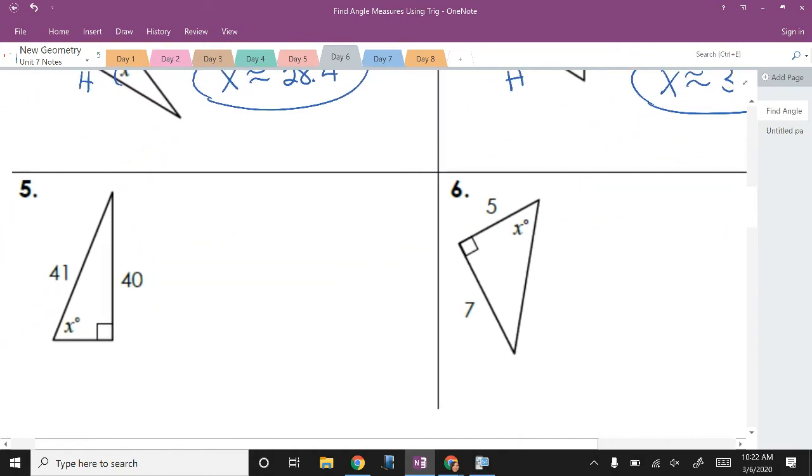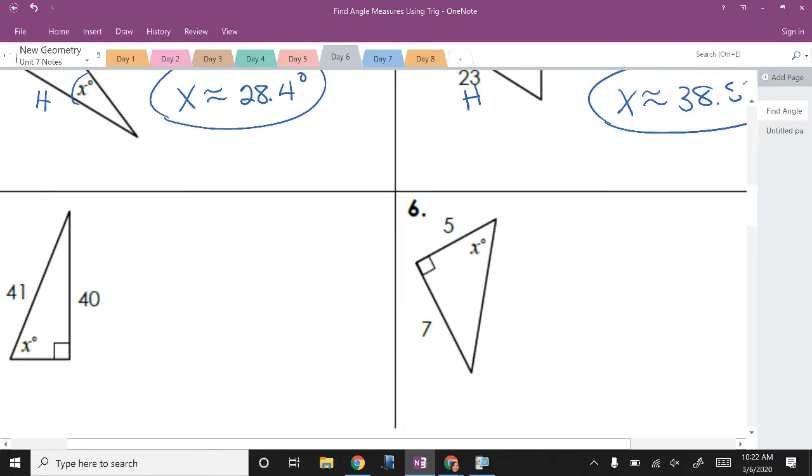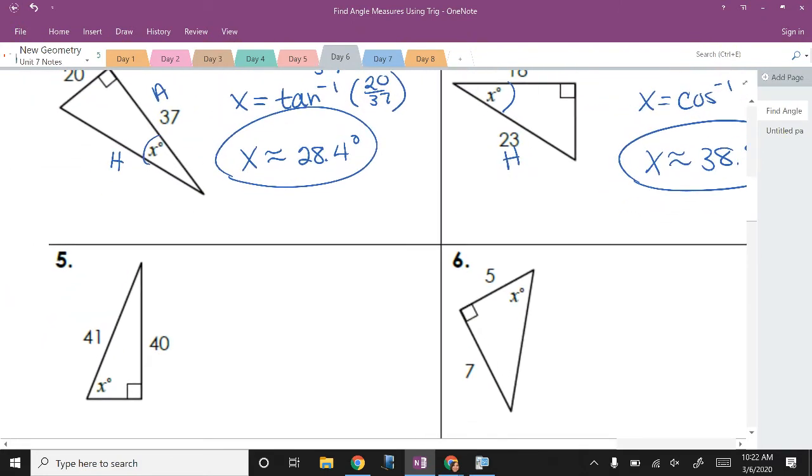All right, y'all try the next two. Let me know if you need help. You got to use the right trig ratio or you're not going to get it correct. So that's probably the most important part, is make sure you're using the correct form of sine, cosine, or tangent.